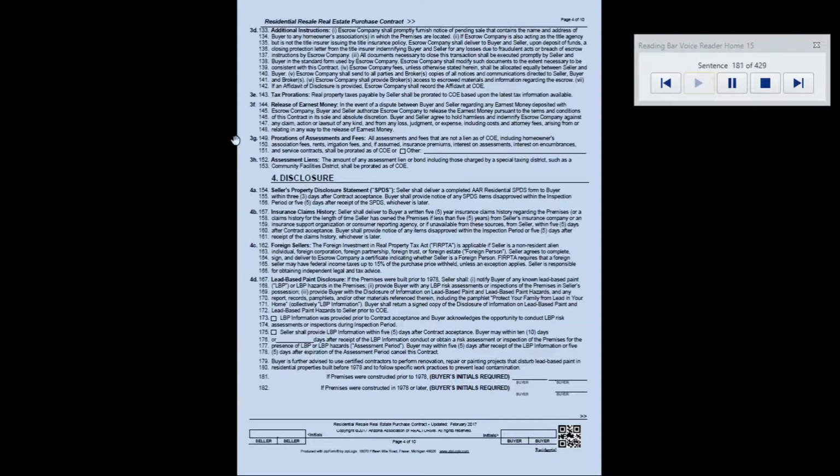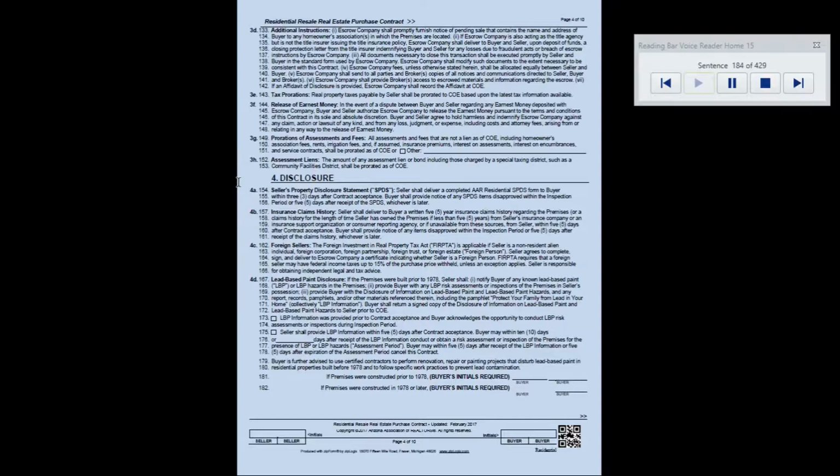3G. Prorations of assessments and fees. All assessments and fees that are not a lien as of COE, including homeowners association fees, rents, irrigation fees, and, if assumed, insurance premiums, interest on assessments, interest on encumbrances, and service contracts, shall be prorated as of COE or other. 3H. Assessment liens. The amount of any assessment lien or bond, including those charged by a special taxing district, such as a community facilities district, shall be prorated as of COE.